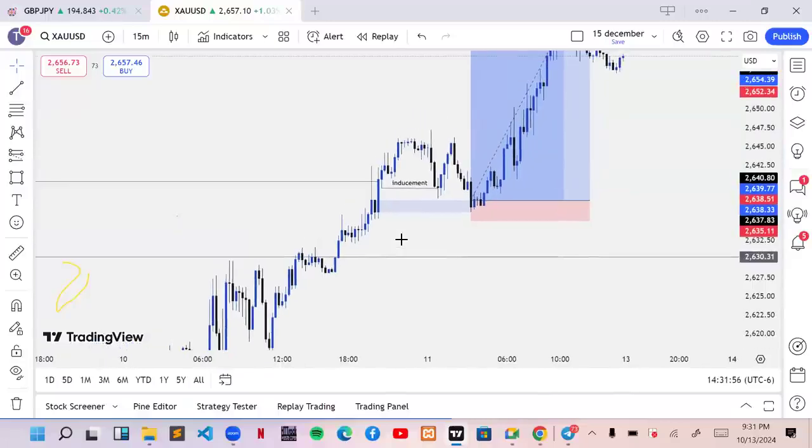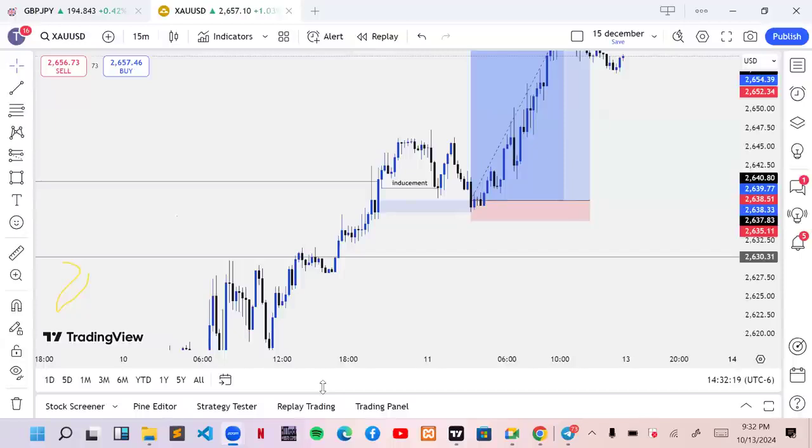So my second question is, for a break of structure, does it have to be with a wick or a body closure? A body closure. It has to be a body closure. The market has to close above that zone that it is breaking into. Okay, thank you.